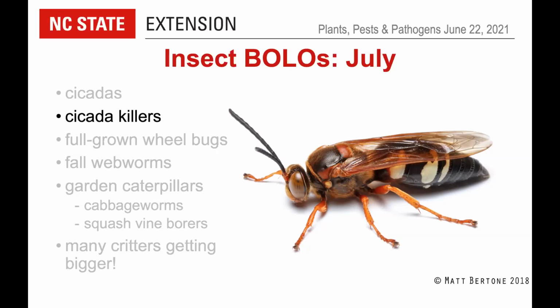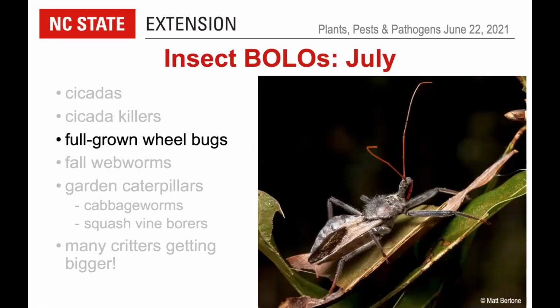They're really interesting wasps. Other things are going to get bigger. So full-grown wheel bugs, you're going to start to see these large assassin bugs all over the place with this large cog-like or buzzsaw-like crest on the thorax. Don't handle these because they can bite, but they are generalist predators of other insects.